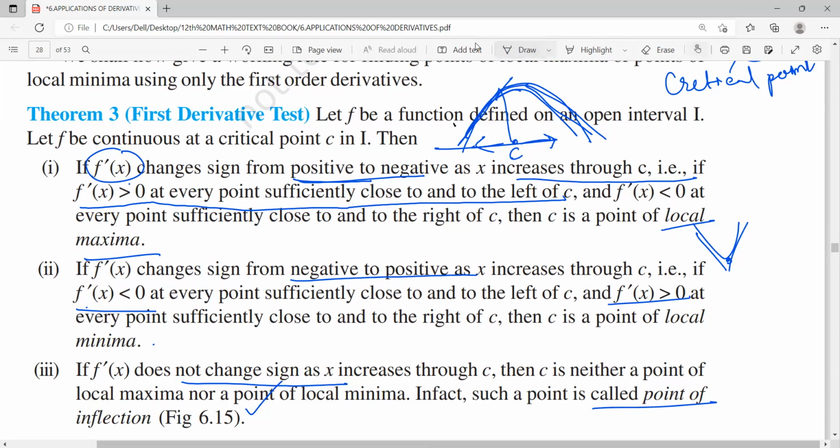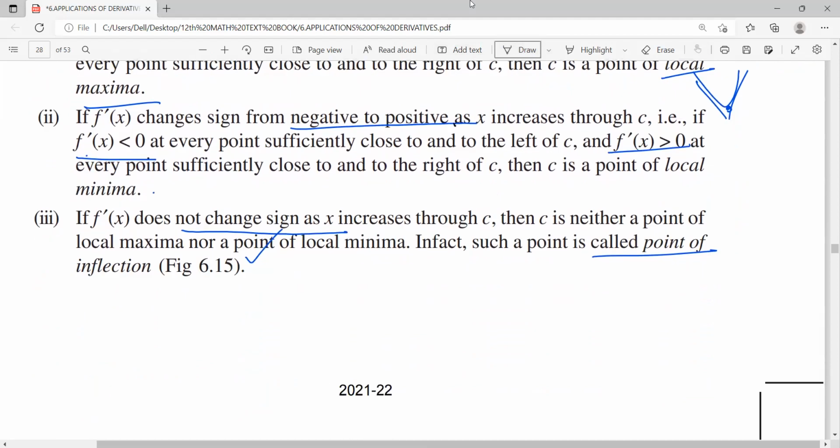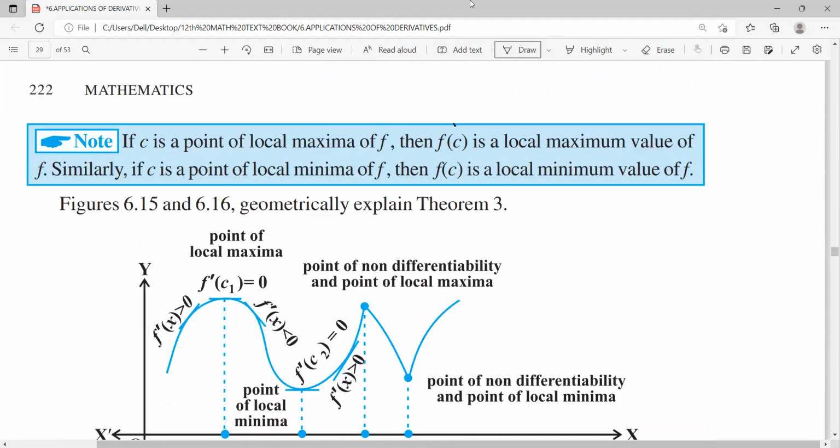Hope you understand. What is this? First derivatives which I already explained, right?